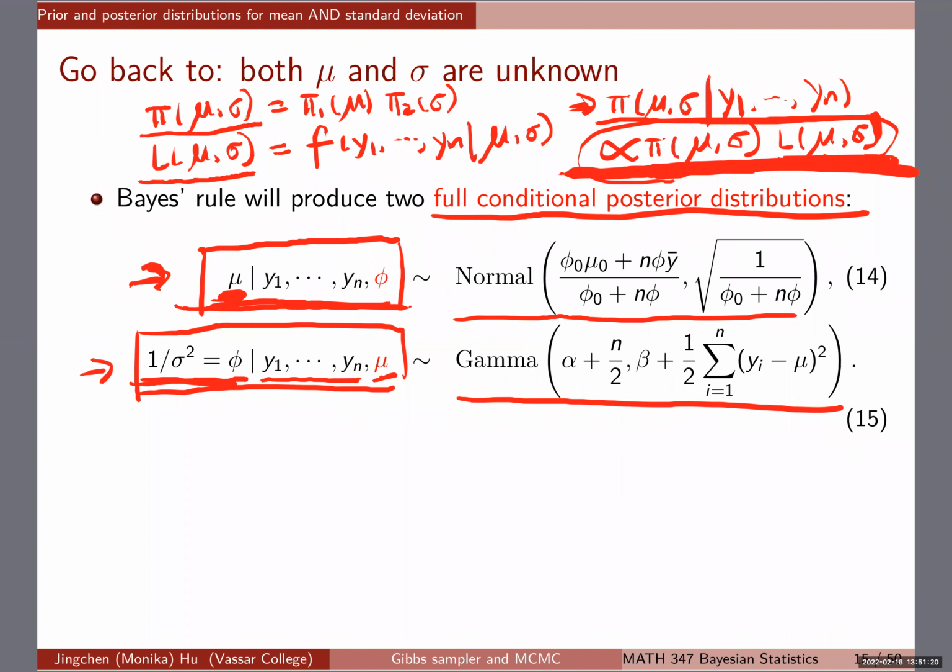And we know that in our posterior derivation, if I'm trying to find the posterior about mu, I only need to care about every term about mu. If I'm looking at the posterior distribution about phi, I only need to look at every term about phi. So in our full conditional posterior distribution derivation, the same rule applies. Okay, so with that in mind, I will pause and let you work out some of the details.